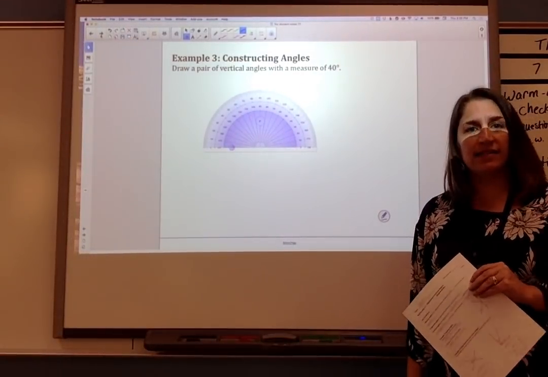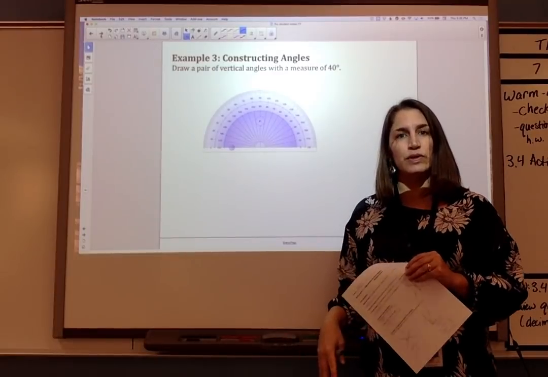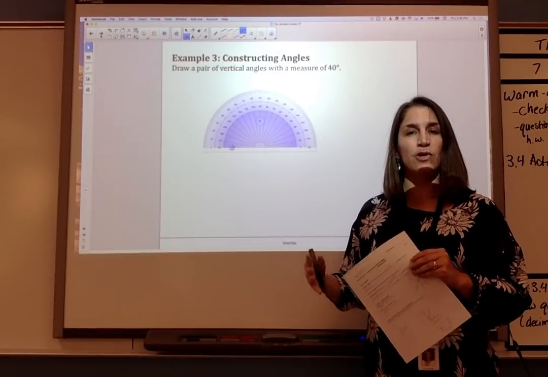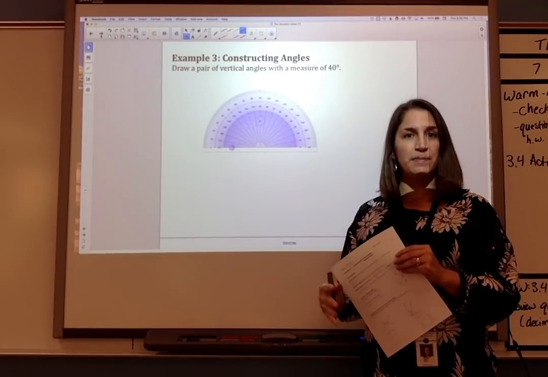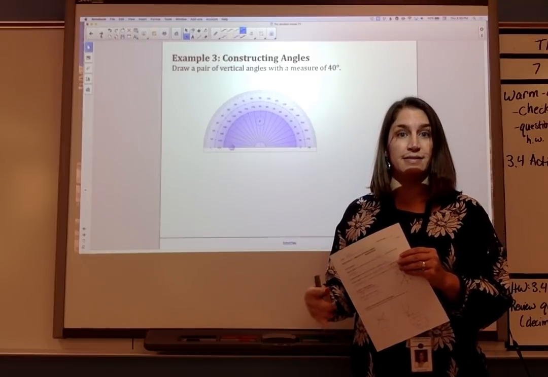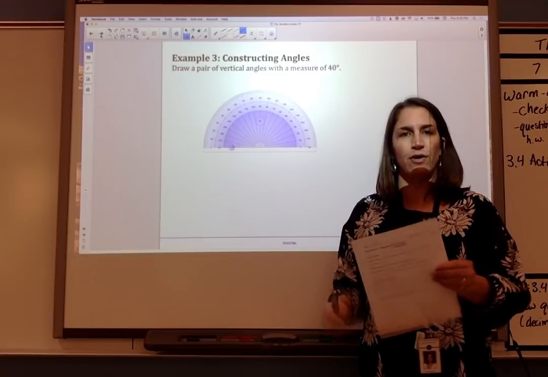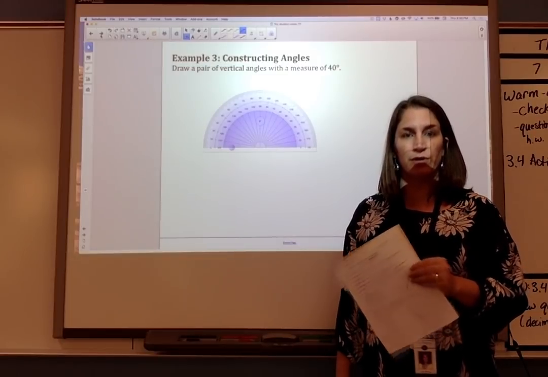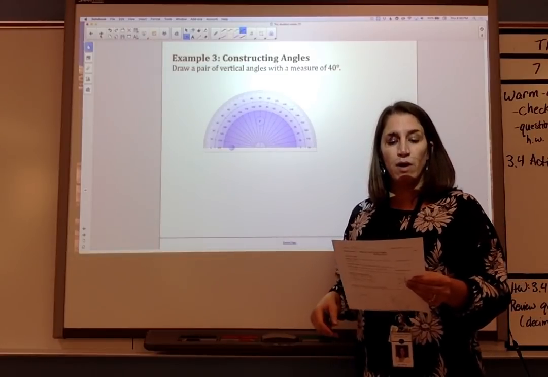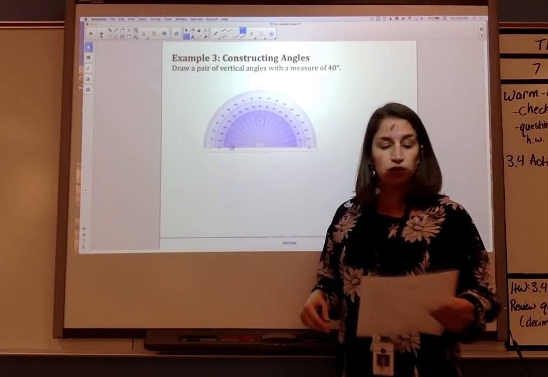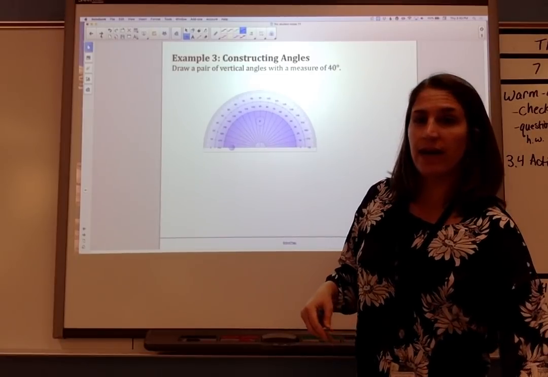Now, for this next example, you don't have the tools at home to do this, so you're just going to take notes on the steps, and then you're going to try this in class, okay? So we're going to draw a pair of vertical angles that each have a measure of 40 degrees. Step 1 is to use a protractor to draw a 40-degree angle.